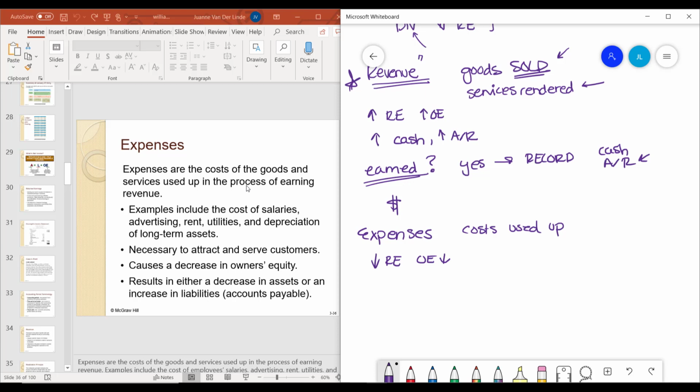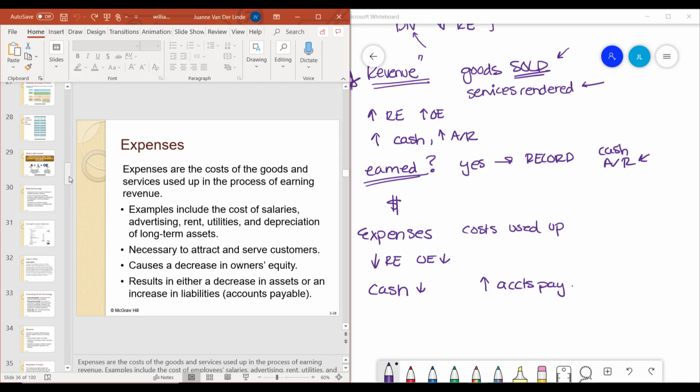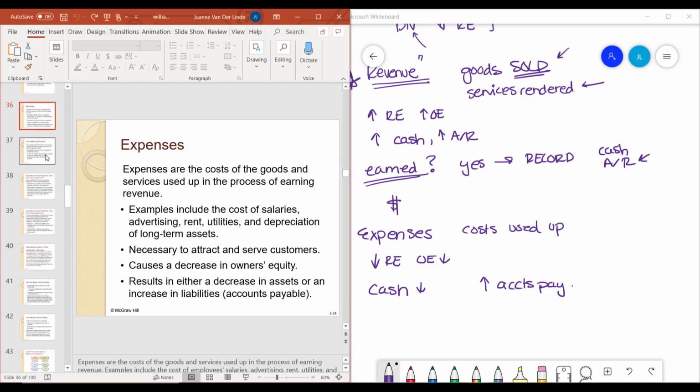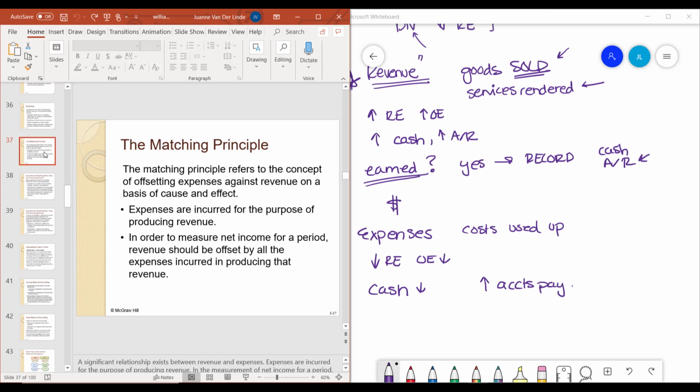So the recording of an expense will result in either a decrease in an asset or an increase in liability. In other words, how do you pay for rent or utilities or salaries? Either you pay in cash right away, which would decrease cash, which is a decrease to assets, or you pay for it later, which would cause an increase to accounts payable, which is a liability. All right, so that is the overall overview for expenses versus revenues. And how are they connected?